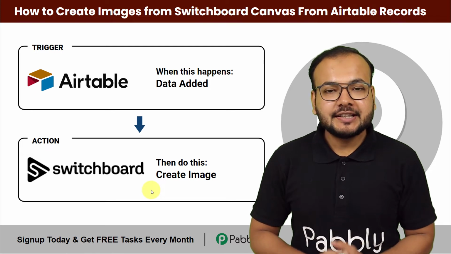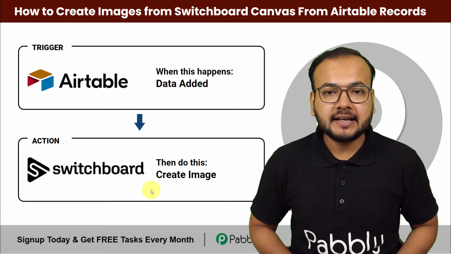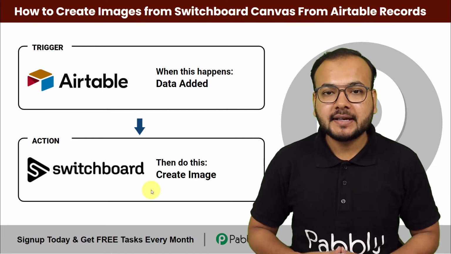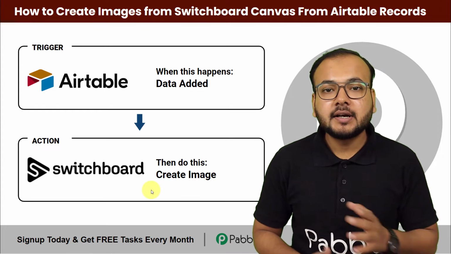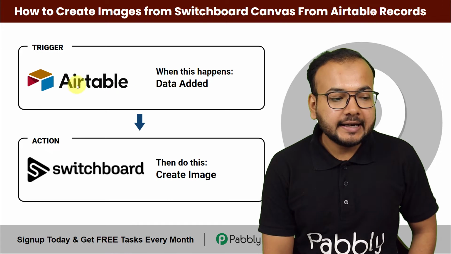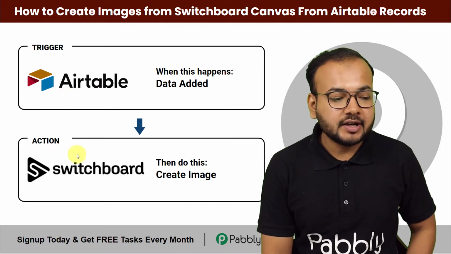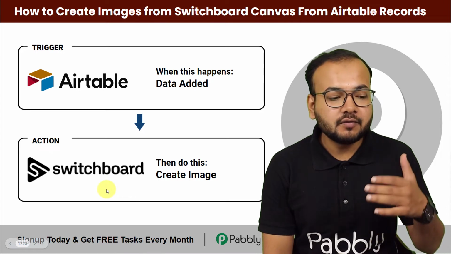Hey everyone, in this video you will learn how you can create images automatically in Switchboard Canvas application when you add some data about the images in Airtable database. So guys, for this to happen, we are going to connect Airtable as the trigger application and Switchboard Canvas as the action application inside the automation workflow.